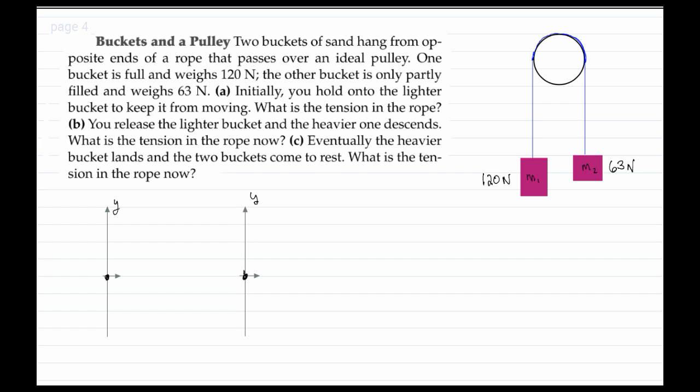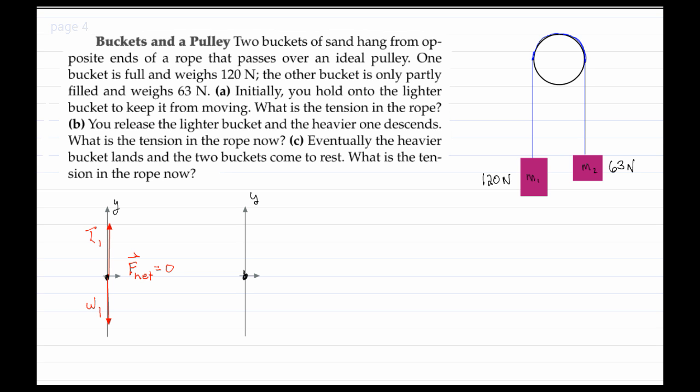So let's consider M1 first. For M1, we have the tension going up and the weight going down. And we also know something about the net force. The net force has to be 0 because the mass is in static equilibrium. Alright, so let's label this T1, weight 1.